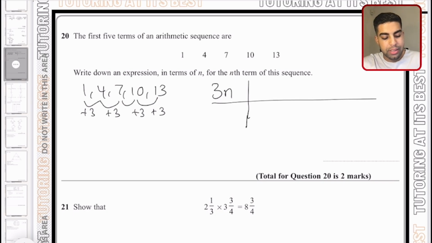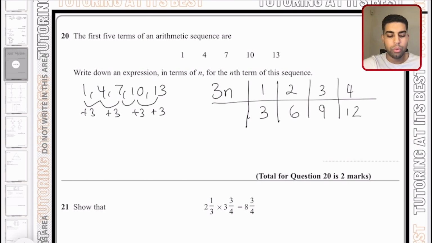Let's say our point is 1. So 3 times 1 is going to be 3. Let's say our second number is 2. So 3 times 2 is 6, followed by 3, which gives us 9, and 4, which gives us 12. Once we've gone ahead and done that, we then need to see the difference between these numbers.